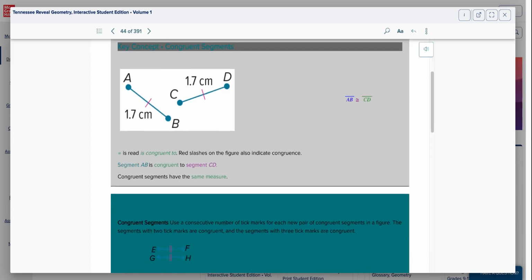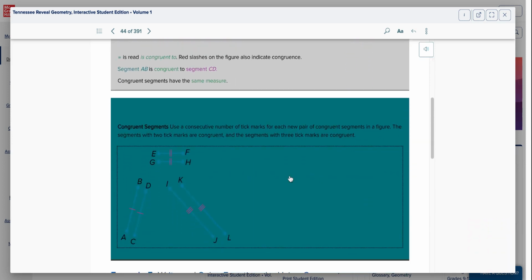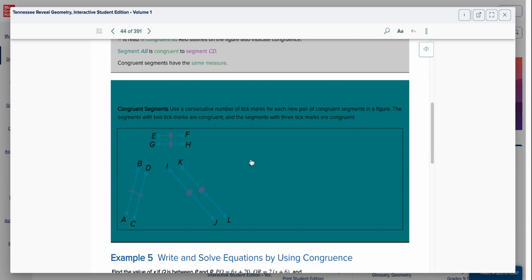All right, so let's see what we got next. Oh, good. They've shown you different things. I like that. So this 1 tick and 1 tick are congruent. This 2 ticks and 2 ticks are congruent. So EF and GH are congruent. And the segment KL, which has 3 ticks, is congruent to segment IJ, which has 3 ticks.